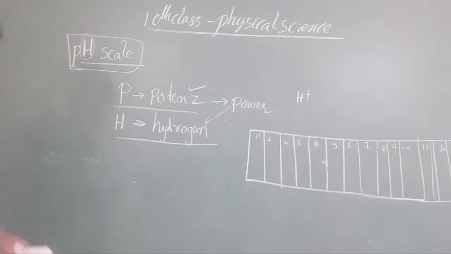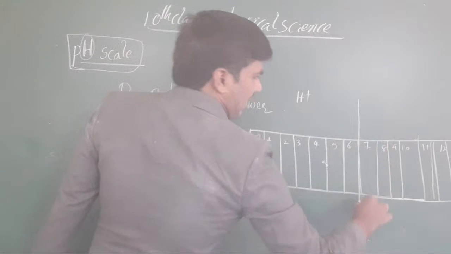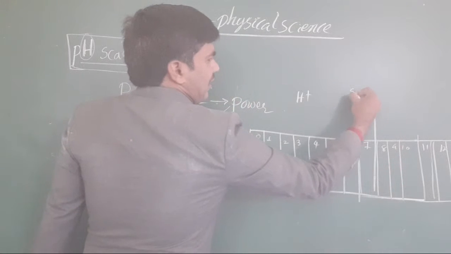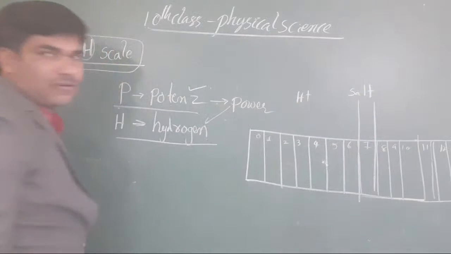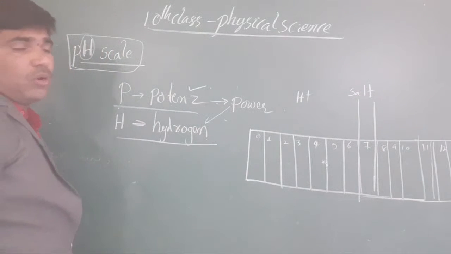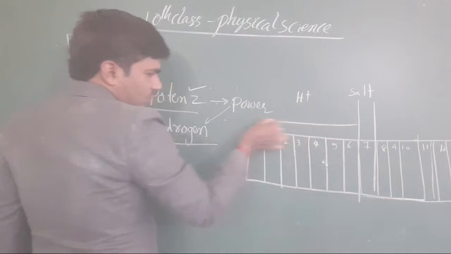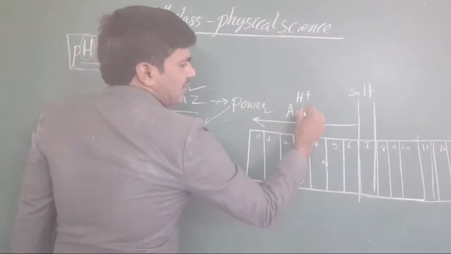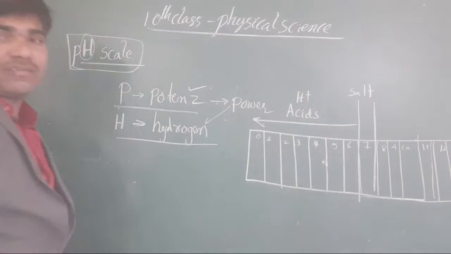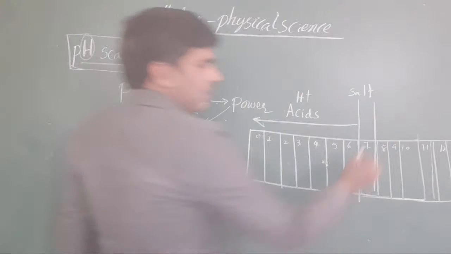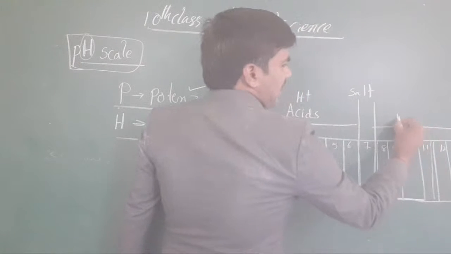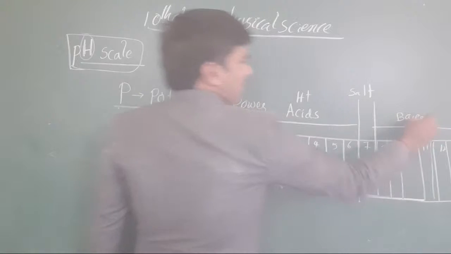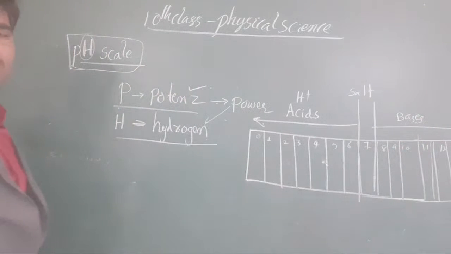Suppose you take here, whatever the value, 7 is there, it is taken as neutral. It is taken as what? It is taken as neutral here. Okay, clear or not, all of you? In case the pH value is less than 7, it is called what? Acid. And whatever value is above 7, it is called basic. I hope you understood, all the students.